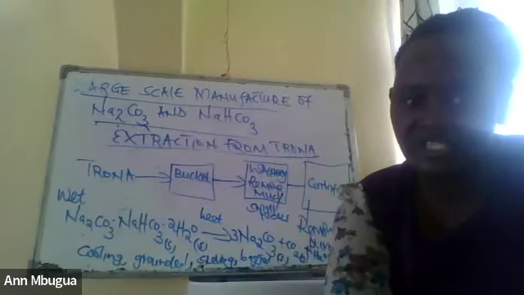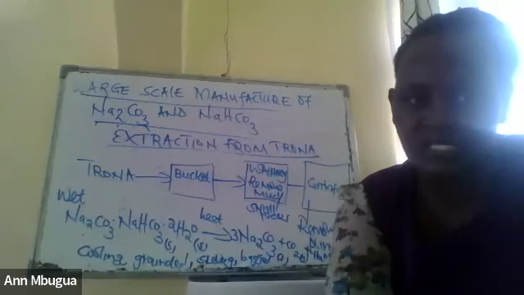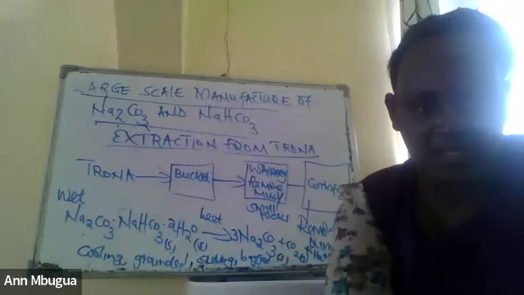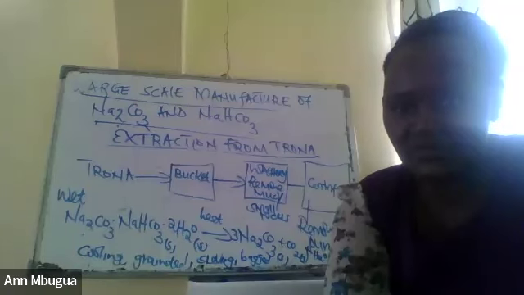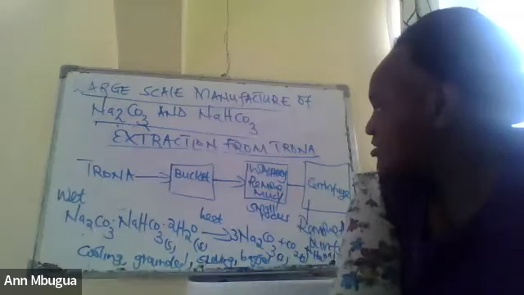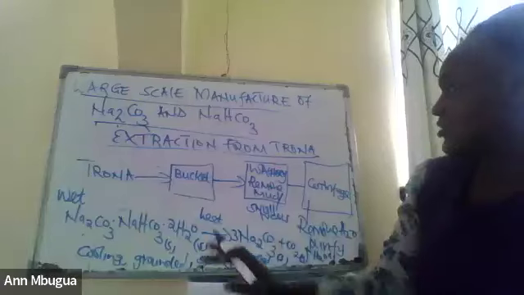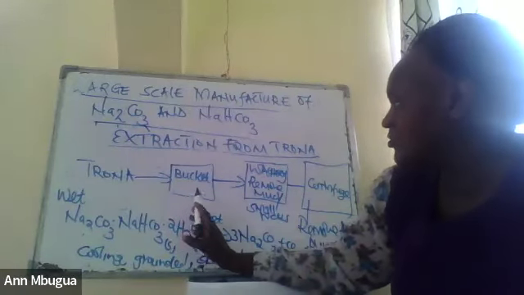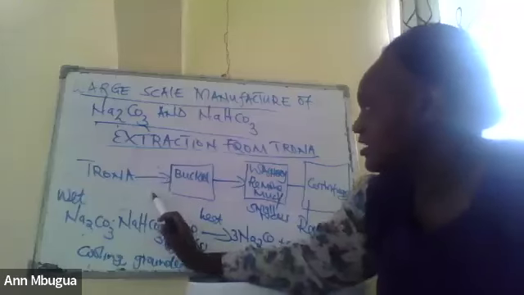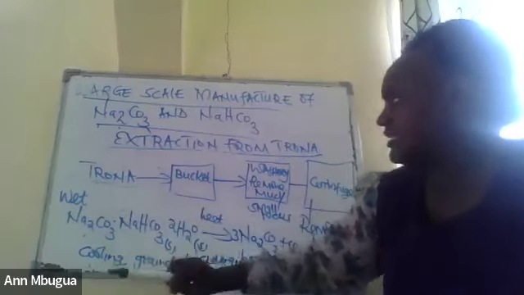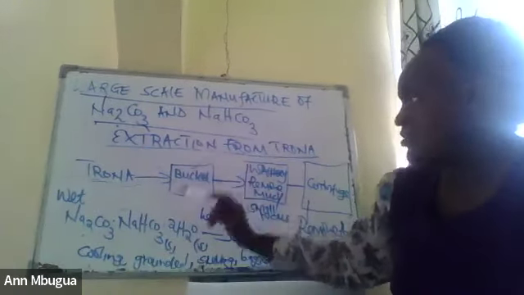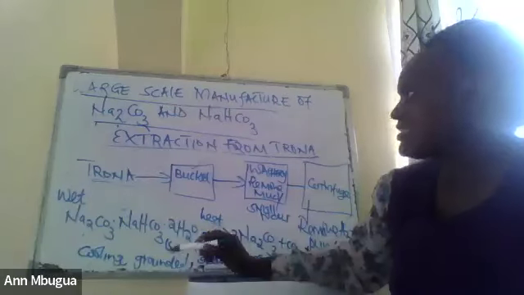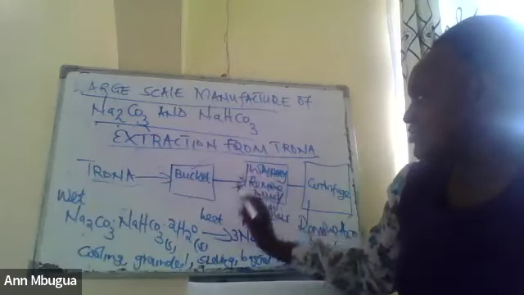We've mentioned that it can be obtained through two ways. The first one is extraction from trona, and the second one is the Solvay process. We are through with extraction from trona. I've tried to simplify it in form of a flowchart. This is the trona from the lake. It is dug by use of the bucket dredges, and we take it to the washery.